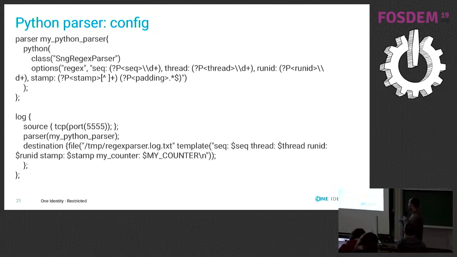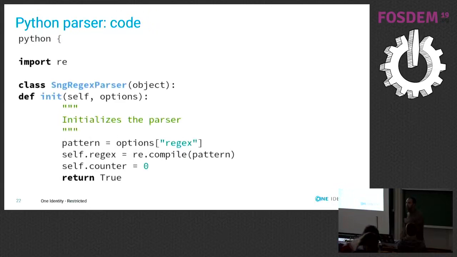And here is a log statement which starts with a network collector, the Python parser, and the destination file, where we also use a message template with the name value pairs extracted from the previous log message by using the Python code. And here is the actual Python code using this, importing the regular expression library and the class we defined also in the configuration.